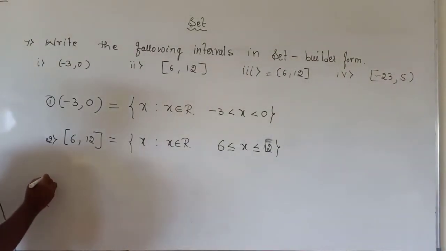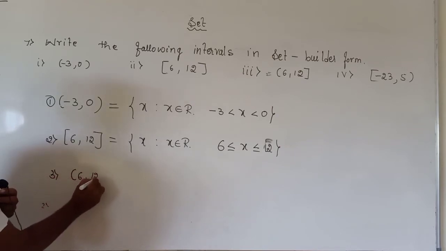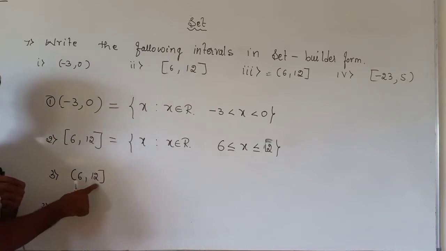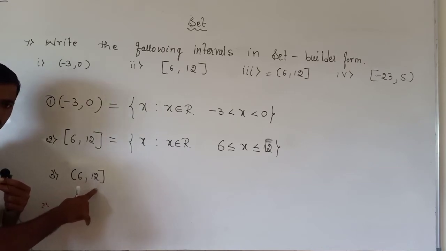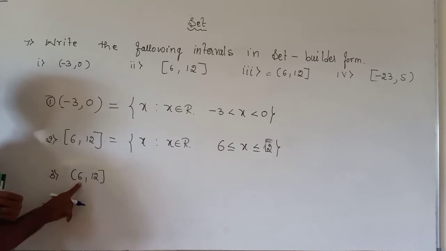So next we come to the third question, the third example. Which type? 6 is open and 12 is closed. What we have to do is collect all the real numbers between 6 and 12, but 6 is not included.